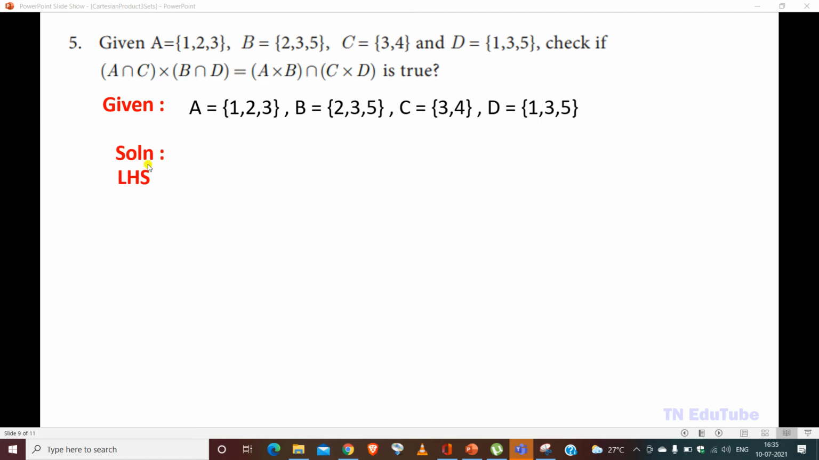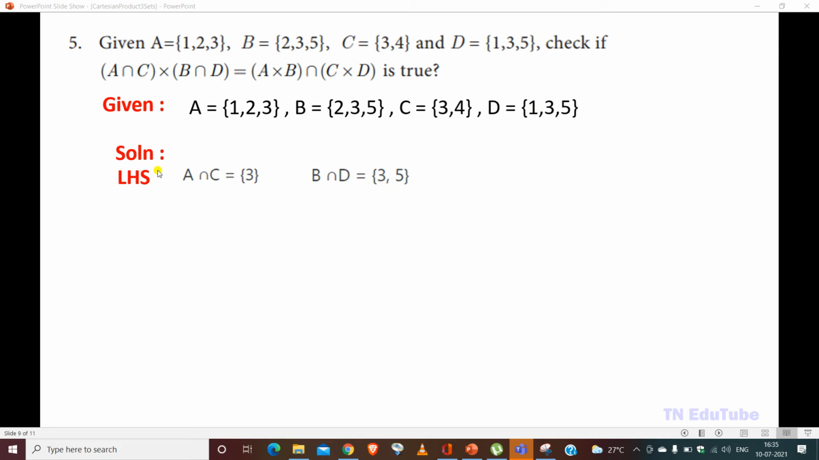Then for the left hand side, you have to find out A intersection C. Consider these two sets A and C, which is common? The only element 3 is common. So you get the singleton set {3}. Then you have to find out B intersection D. You have to consider these two sets. Which are the common elements? The elements 3 and 5. 3 and 5 are common.